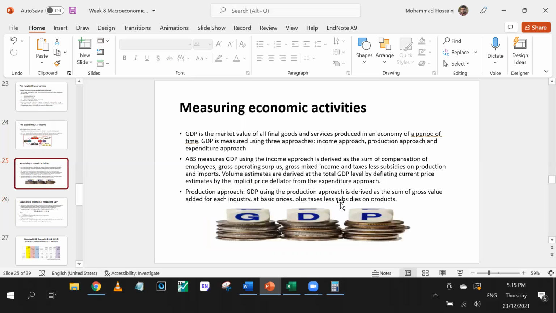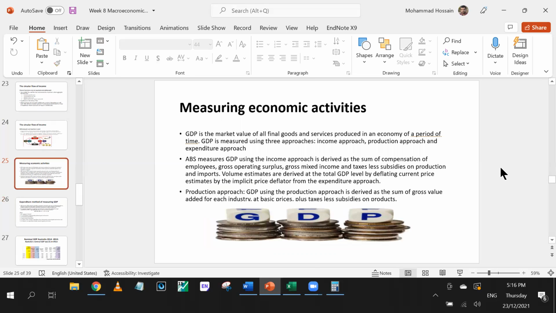What next? Oh, now they're showing you how the ABS actually measures our economic activity. I already explained these things to you. There are 3 different ways the ABS does that. These are known as the income approach, production approach, and expenditure approach. In some books, they will say income, output, and expenditure approach. They calculate it in 3 different ways.